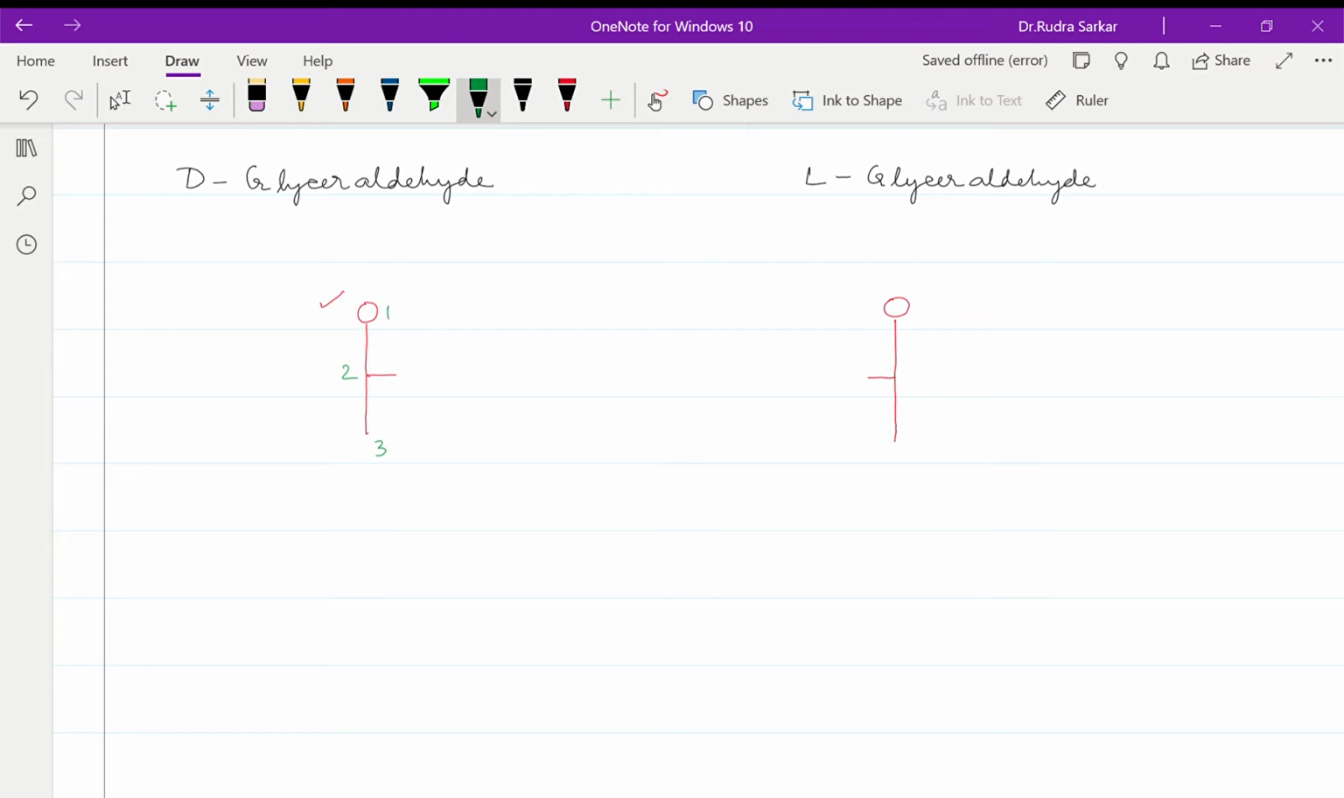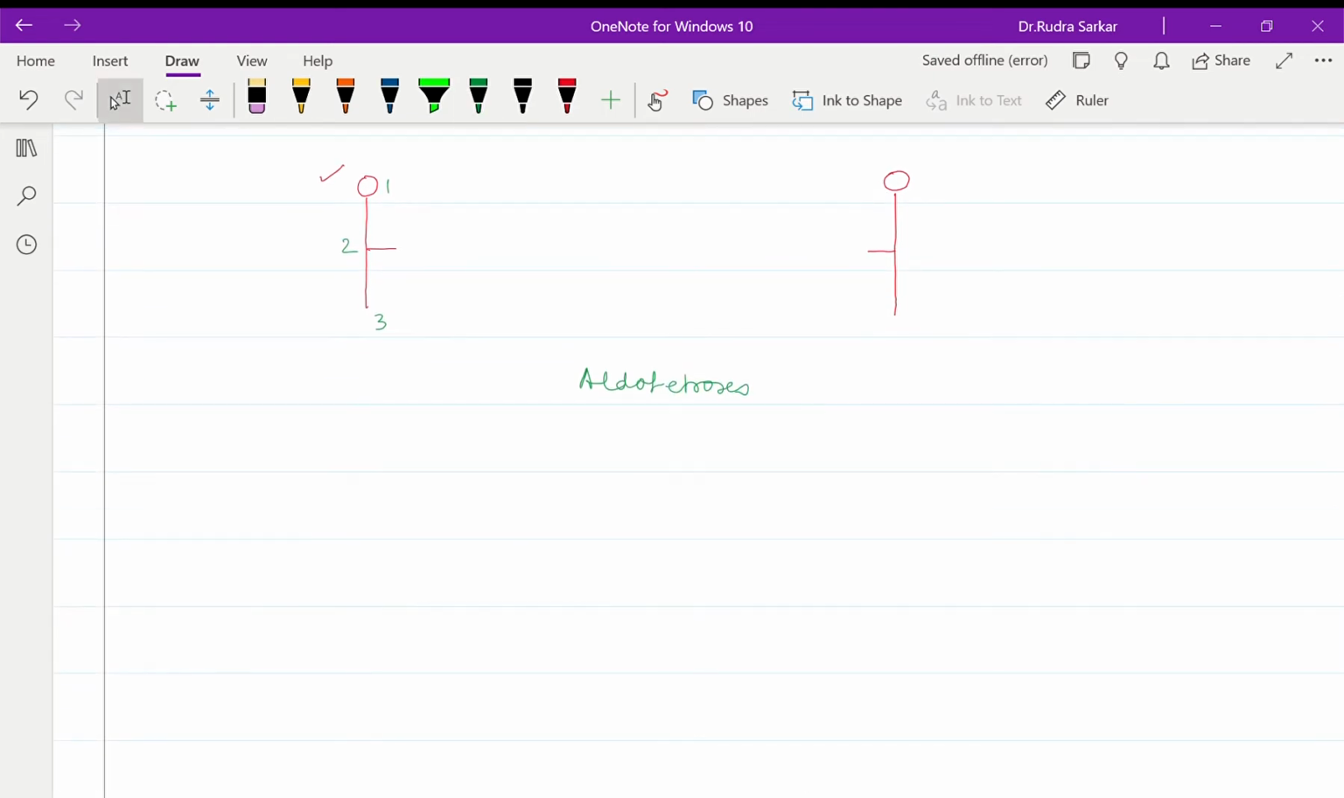Now if you want to go from this aldotriose to aldotetroses, how can one do it? What I am going to do is again draw a circle to represent the CHO. That is carbon number 1, and I should have a horizontal line, but there should be two of them. This is the horizontal line indicating that this is a D sugar.